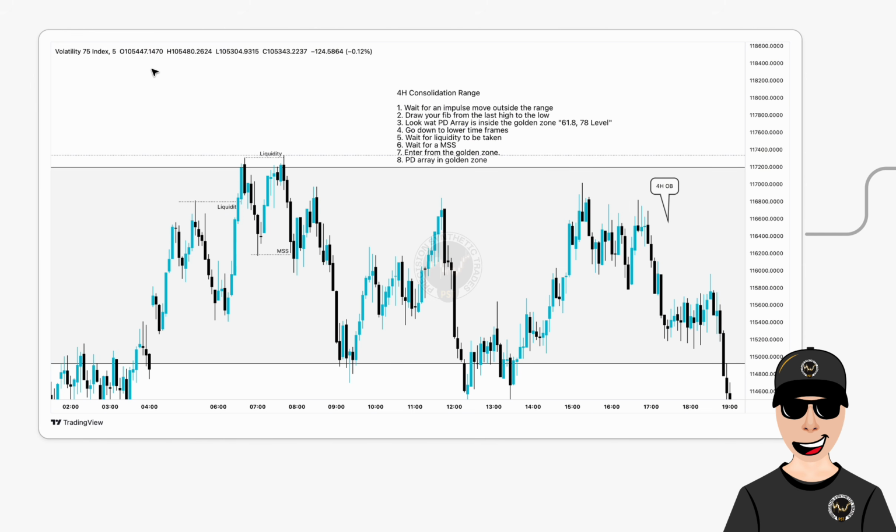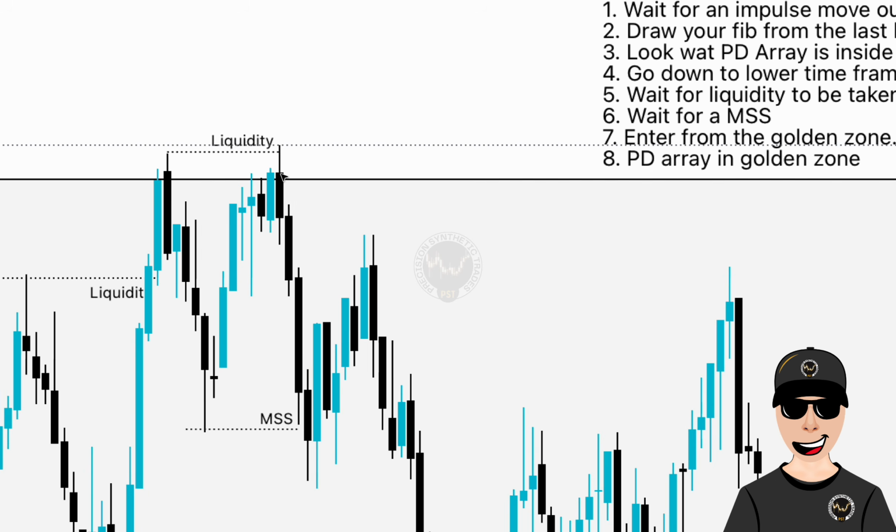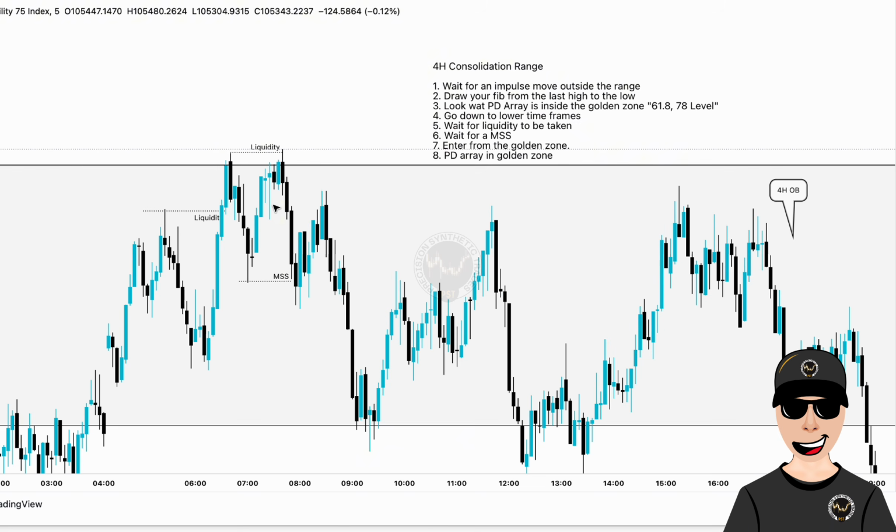Okay, so we went from the 4-hour all the way down to the 5 minute. Now we are inside our golden zone. Price is making higher highs, higher lows, higher highs, higher lows. We had our liquidity sweep, created a new low. There was another liquidity there. As you can see, let me just zoom in. Price literally took out that liquidity there.